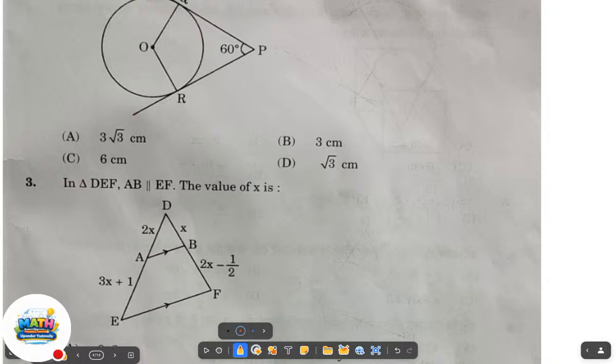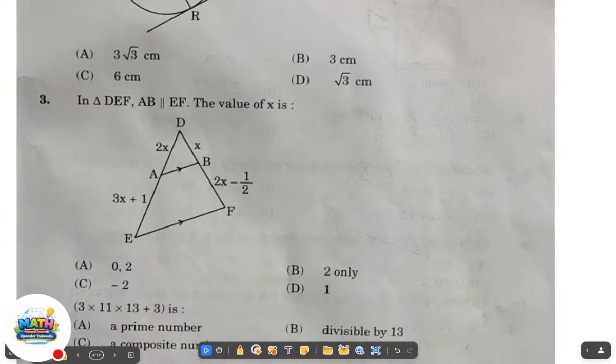Next one. What is the next question? In triangle DEF, AB is parallel to EF. So in triangle DEF, this one. What is given here? It is given that AB is parallel to EF. We have to find the value of x. Let's find it.